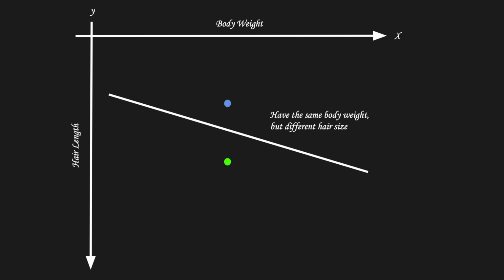Like you could have a male person and a female person with the same body weight. This is totally possible, right? But they are very likely to have different hair lengths. So you would land up with probably the male having shorter hair length than the female having longer hair length. So this data in principle makes sense, right?